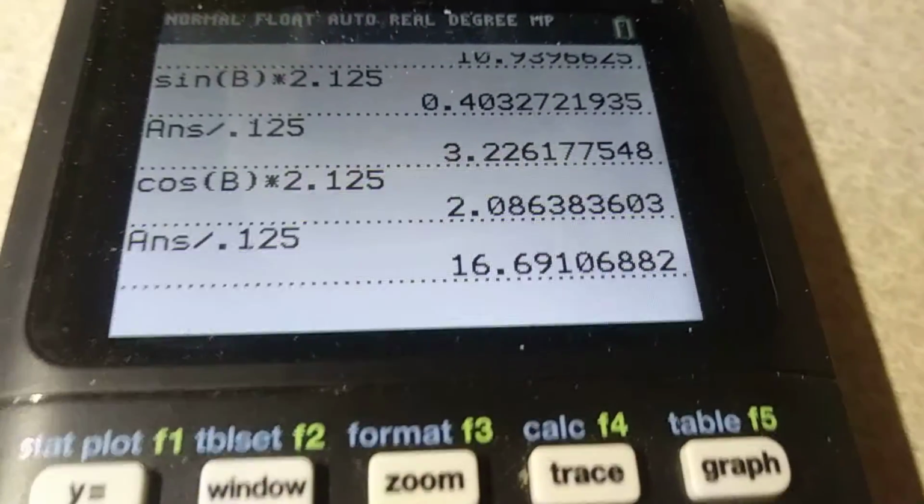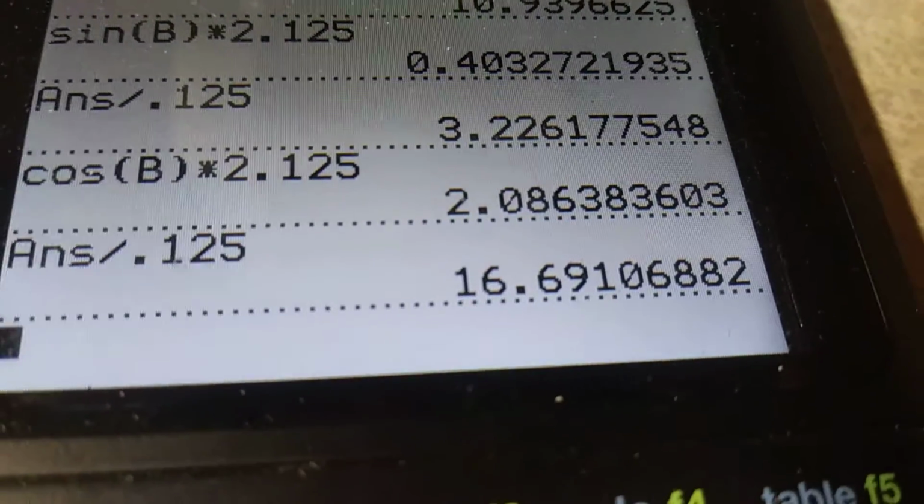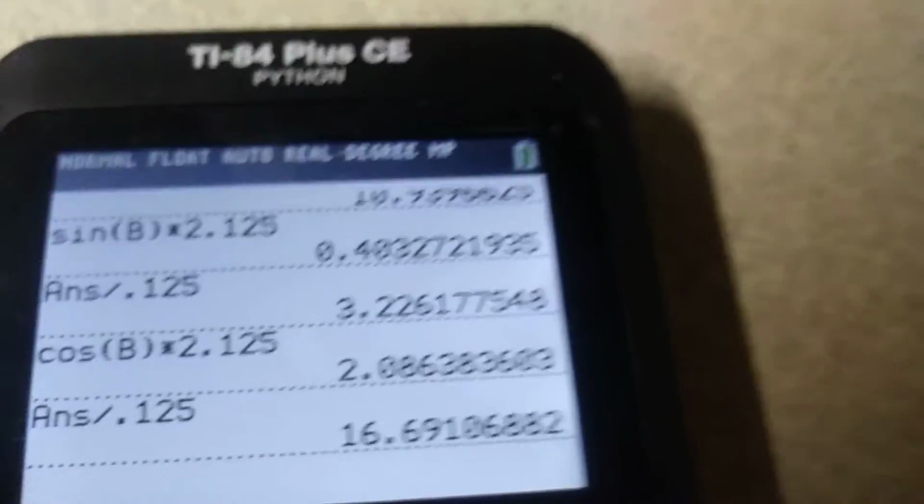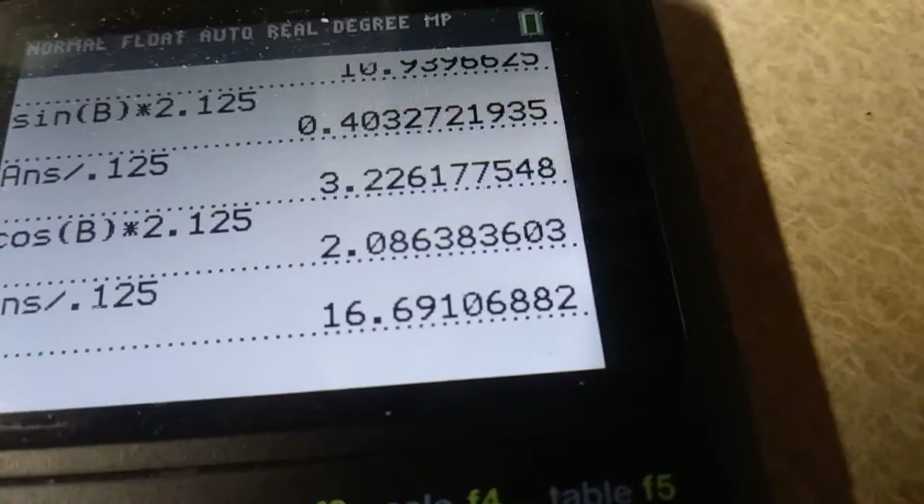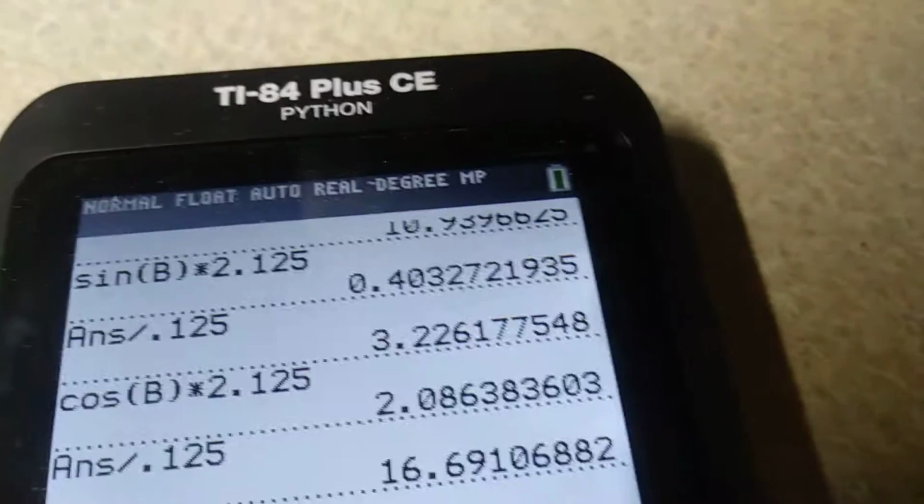Okay, what did I do? I got 16. Oh, that's not right. I forgot, I doubled the size here. So that's more than 16 and a half. Let's do the 3.2 squares up first.